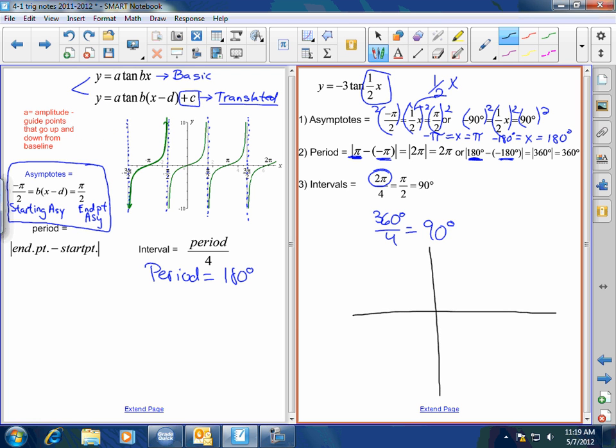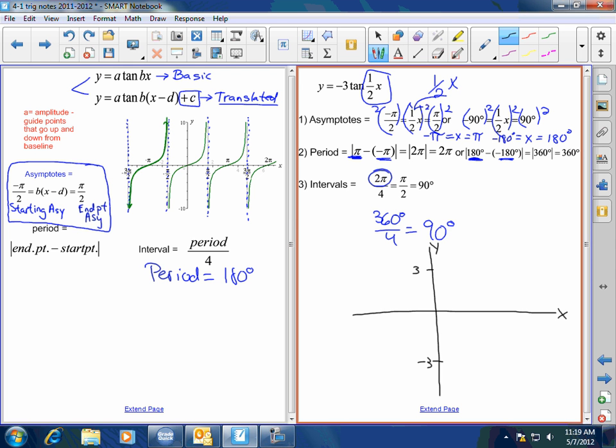Okay. So, even though I don't have an amplitude, I have a guiding point here. My A is 3, right? It's negative 3, first of all. So we're going to have a negative graph here. But it's 3. So I go up to 3, and I go down to 3, because that's going to be my guiding point.